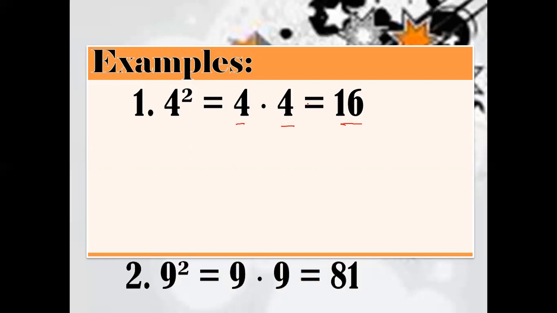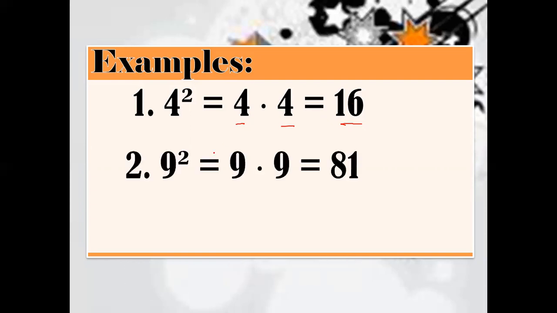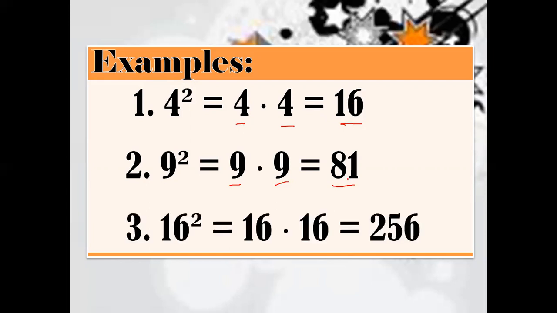Next, 9 squared, or the square of 9. The square of 9 is equal to 9 times 9. And 9 times 9 will lead us to the product, which is equal to 81. Same thing with 16 squared. 16 squared, or the square of 16, is equal to 16 times 16, which will lead us to the product that is equal to 256. So that's how easy you are going to evaluate now the squares of numbers.